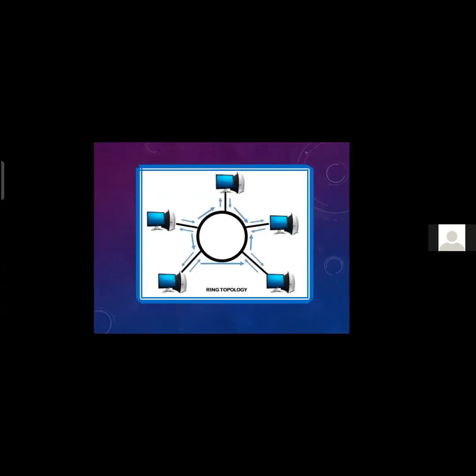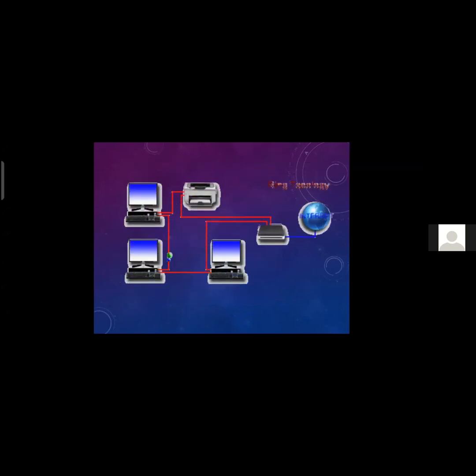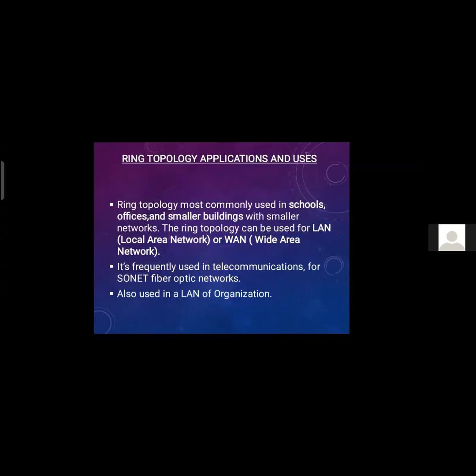Ring topology application and uses. Ring topology is most commonly used in schools, offices, and smaller buildings with smaller networks. The topology can be used for LAN, local area network, or WAN, wide area network. It is frequently used in telecommunication for SONET fiber optic networks. Also used in LAN of organizations.